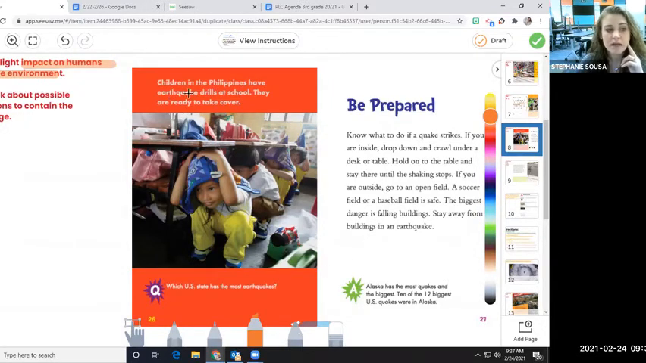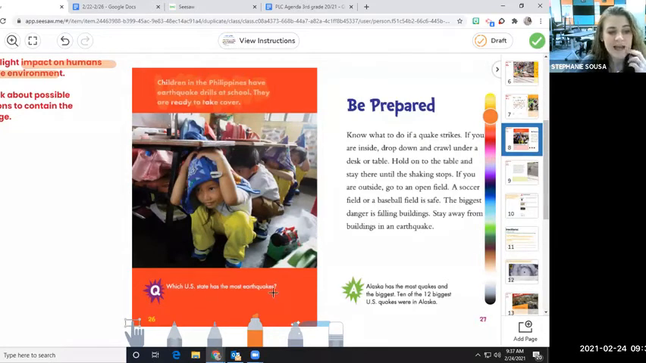Children in the Philippines have earthquake drills at school. They are ready to take cover. So just like you guys have fire drills and tornado drills here, because that's the kind of weather that we encounter with tornadoes, they have earthquake drills. We don't have earthquake drills because Indiana is not at a great risk for earthquakes. But we do have tornado drills because we do get those. So in the Philippines, children have those at school.